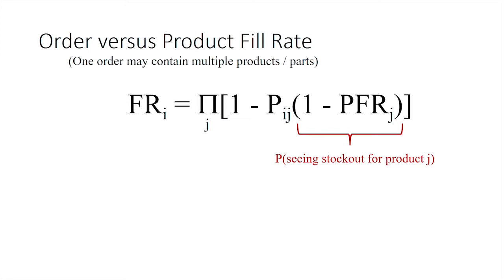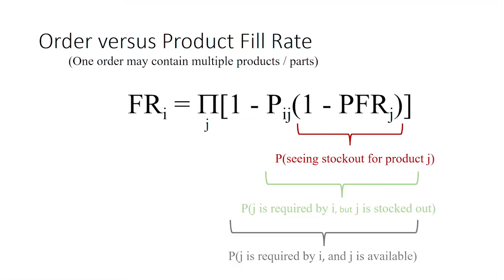When I multiply the Pij with 1 minus PFRj, it means the probability that part j is stocked out when it is required by order i. And thus, this is the probability that you cannot complete the job. But when I deduct the product of the two terms from 1, this is the probability that part j is available when it is required by order i. It is the probability that you can complete the job regarding this part j.